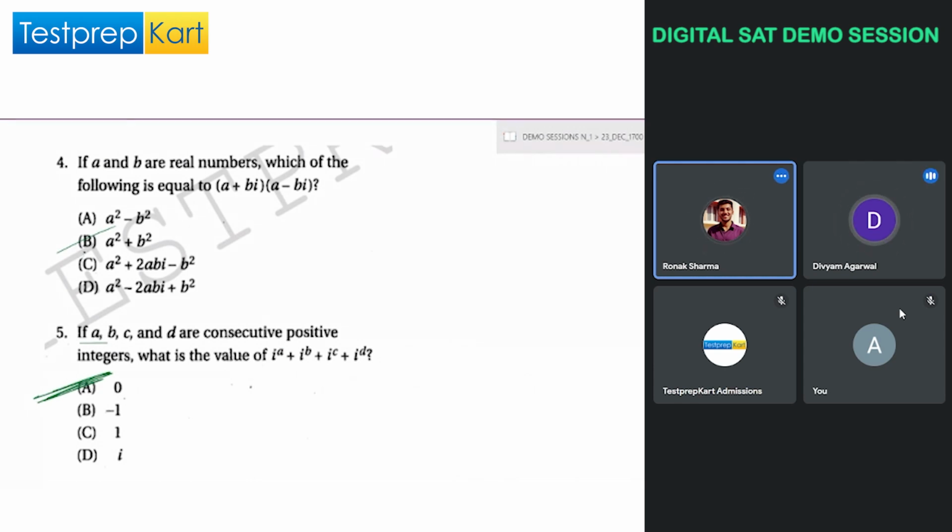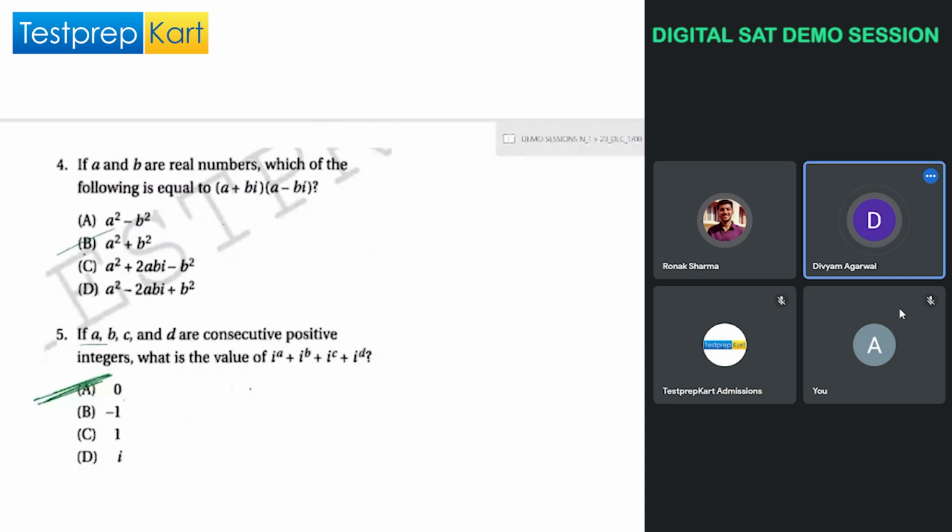Okay, that is the thing. So I guess any doubt from your side? No. Clear as crystal, I hope.